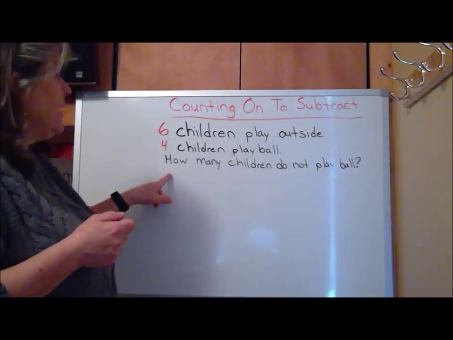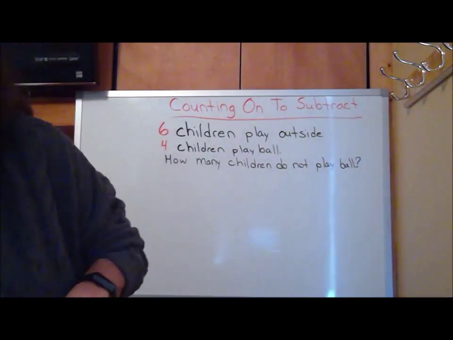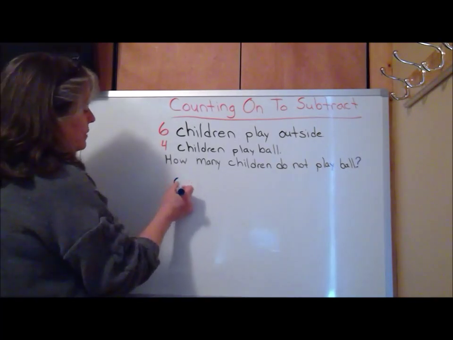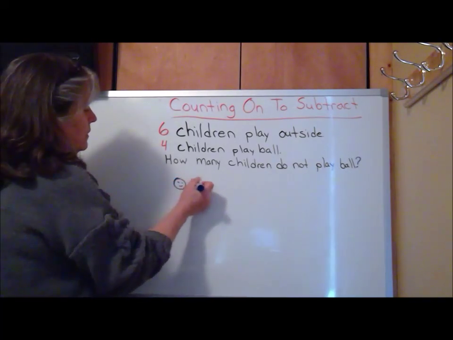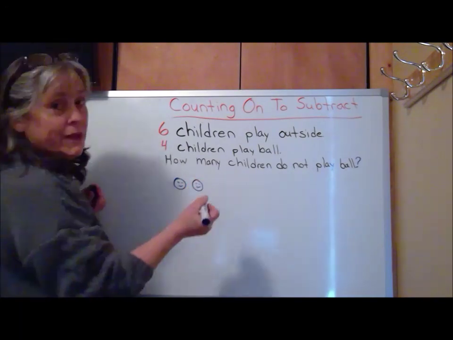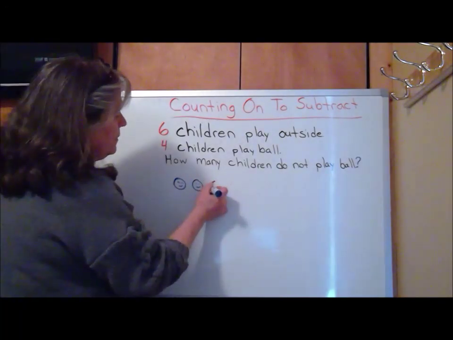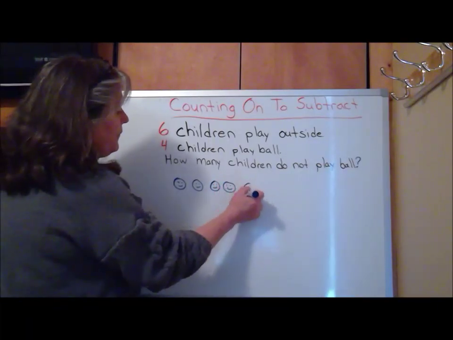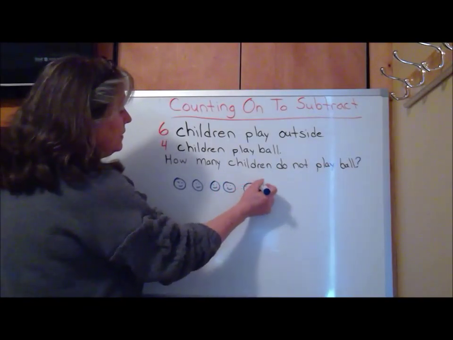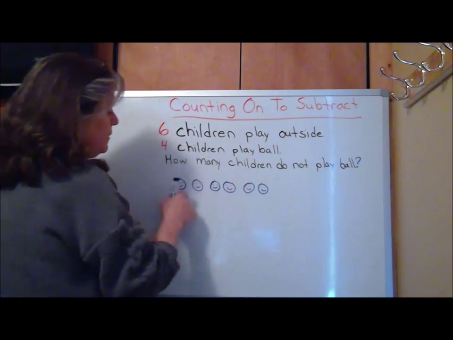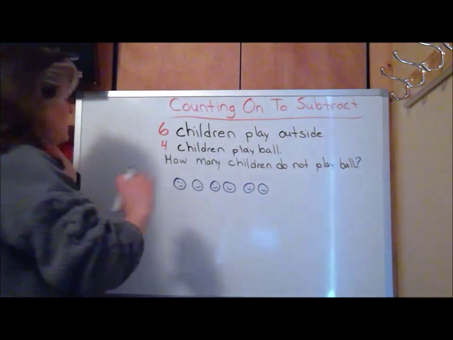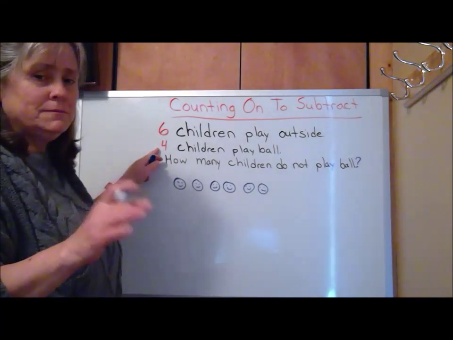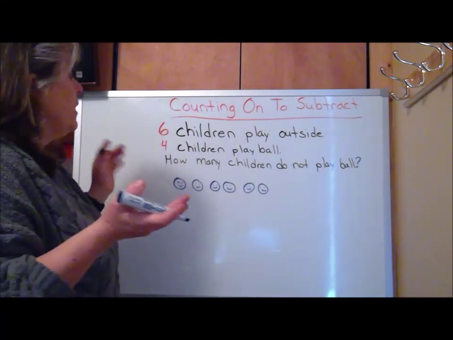So I am going to do this. I'm going to grab my little marker here, and I'm going to draw 6 children. 1, 2, they really have bodies, but I'm just not going to draw them. 3, 4, 5, 6. 1, 2, 3, 4, 5, 6. So there's 6 kids all together. 4 play ball, and some other number does not play ball.